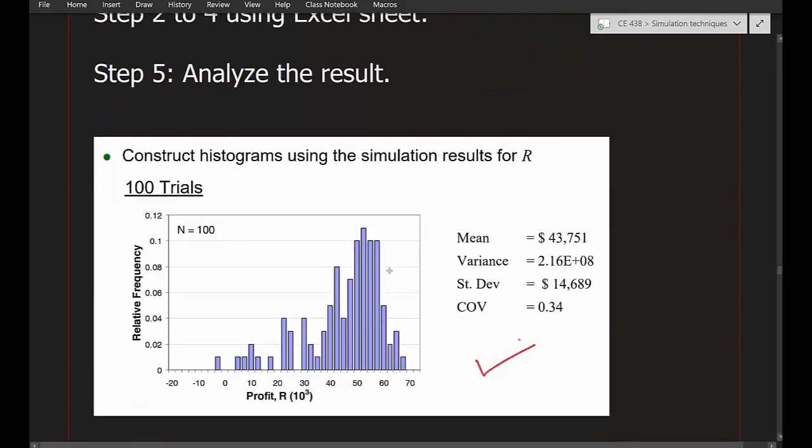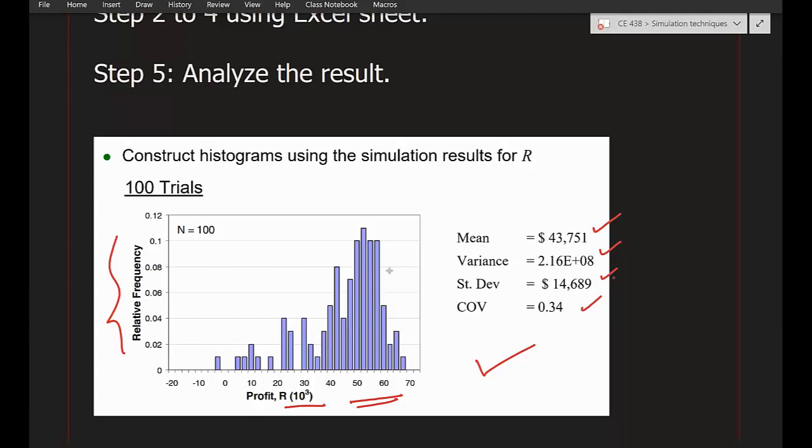So we have used 100 trials, and there is a profit and a relative frequency, and we calculated mean, variance, and standard deviation. We can also calculate the coefficient of variation. Using this we can see the mean value and the variance of profit, and we can get some idea from this kind of simulation. This simulation is just an illustration using 100 trials. We can increase the number of trials, and we will see in the next lecture how the number of trials can affect the result, how many trials we need, and the accuracy of the result. This we'll discuss in the next class.